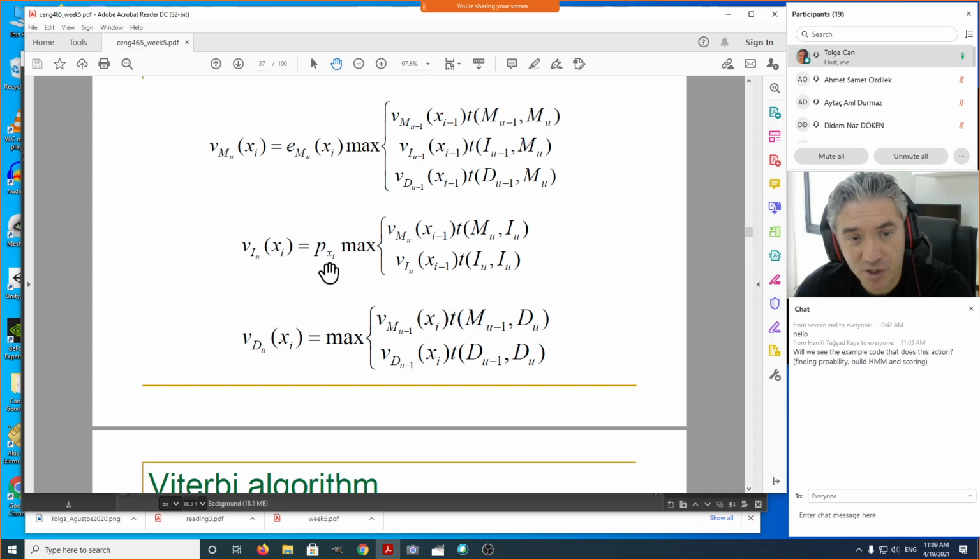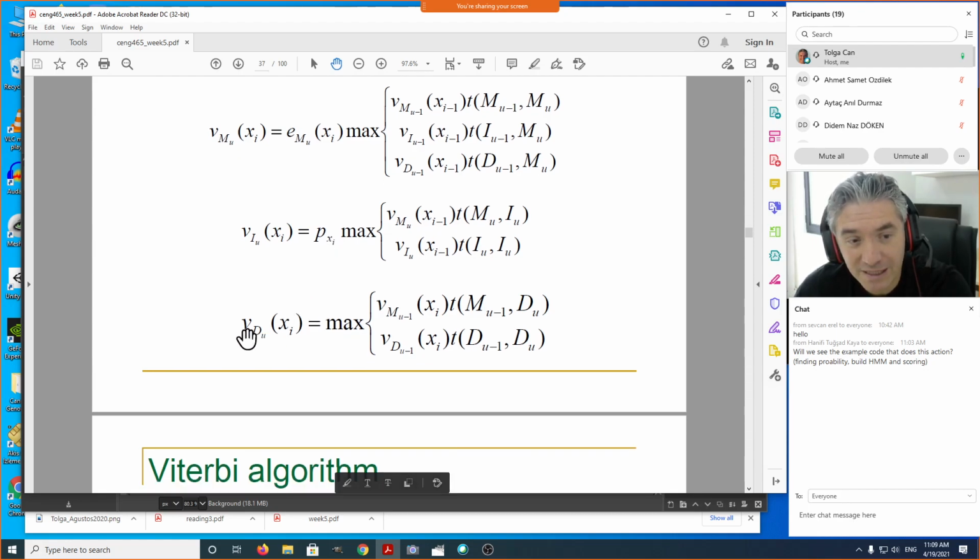And if you look at the emission probabilities, they are the background emission probabilities for the ith symbol, or you are just going to use 0.25 here. And if you look at the delete state, there is no emission probability for the delete state because we're not emitting anything at delete states. There is no symbol emitted at delete states, so it's not written here.